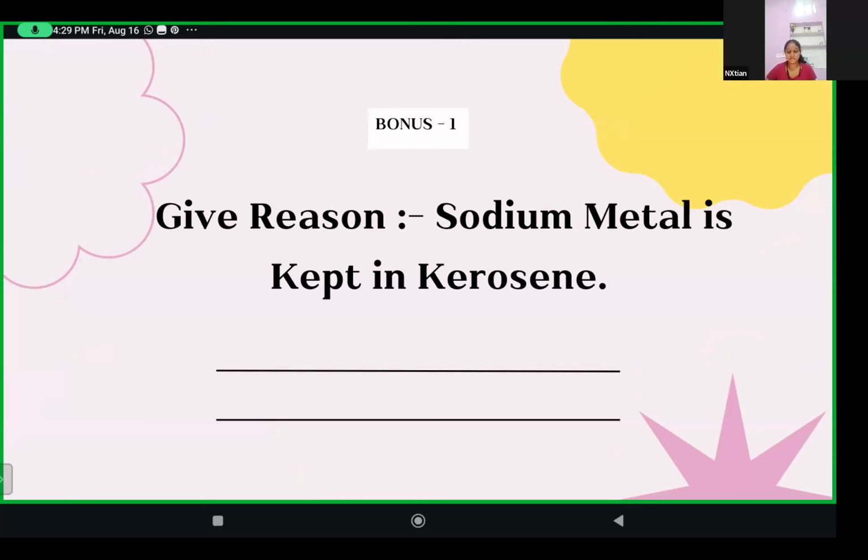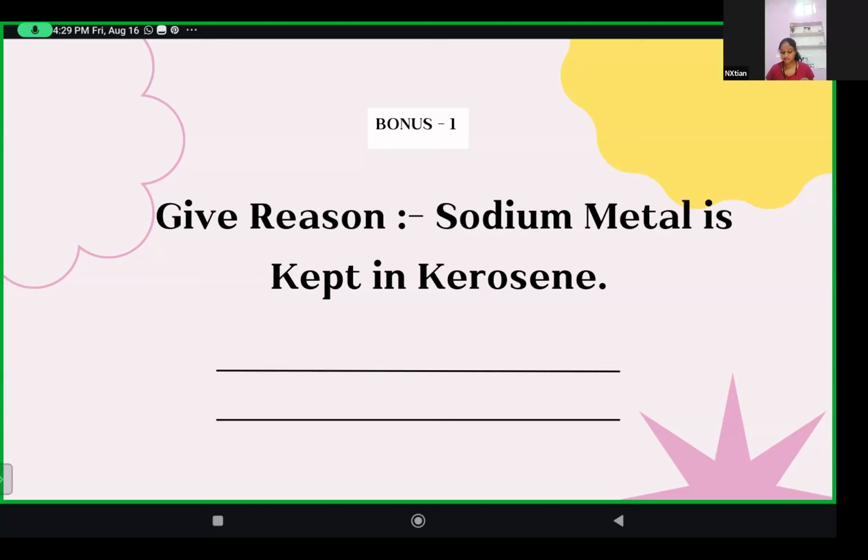Because, unlike phosphorus, it cannot be stored in water since it reacts with water. Okay. Next question.